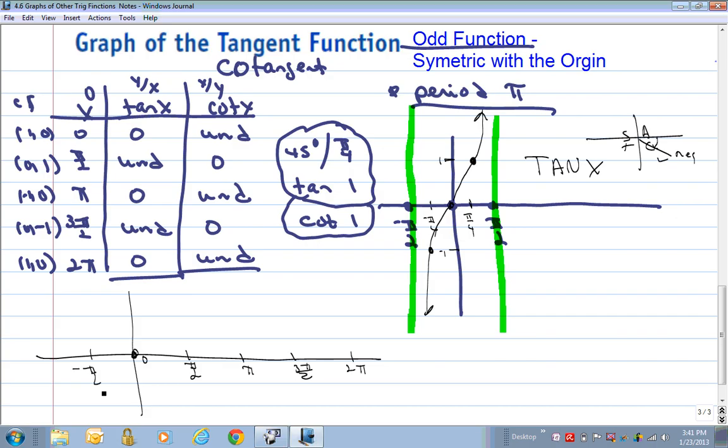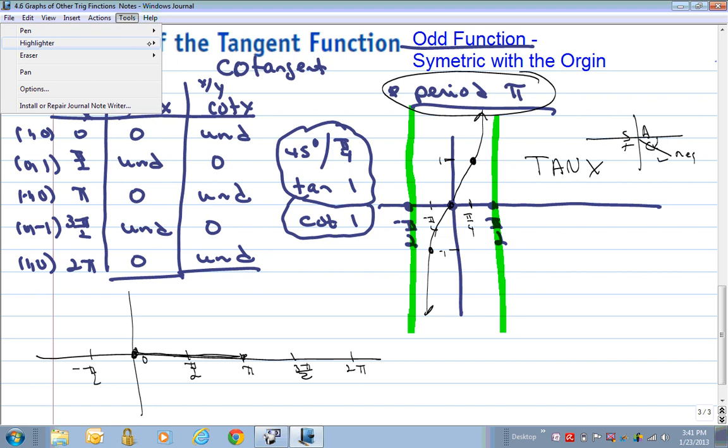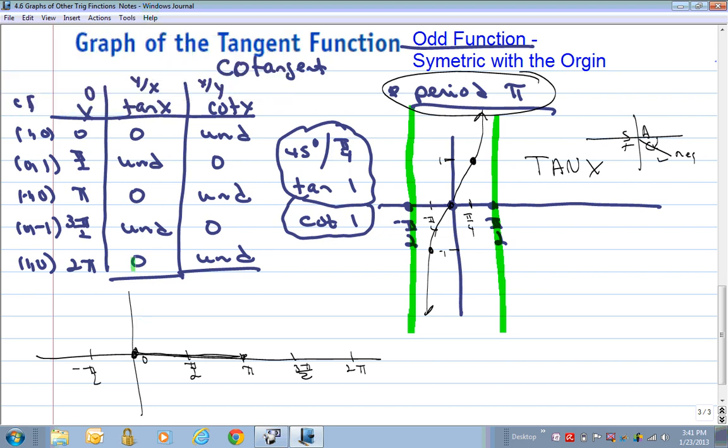All right, so let's take a look at where our undefined values are for cotan. For cotan, we're actually undefined at 0 and undefined at pi. And remember, again, the period is going to be a distance of pi. If we go from 0 to pi, that right here is a distance of pi. So let's go ahead and highlight in our asymptotes. So 0 would be an asymptote, and pi would be an asymptote, and 2 pi and 3 pi, etc.